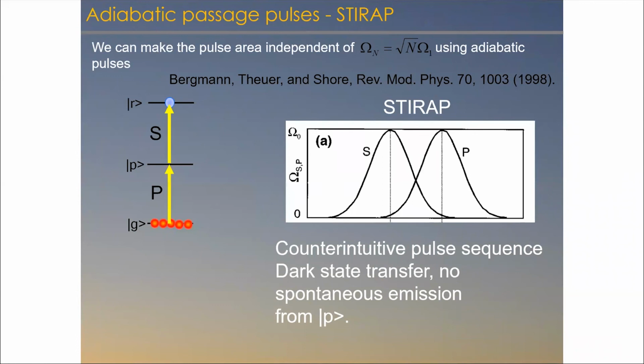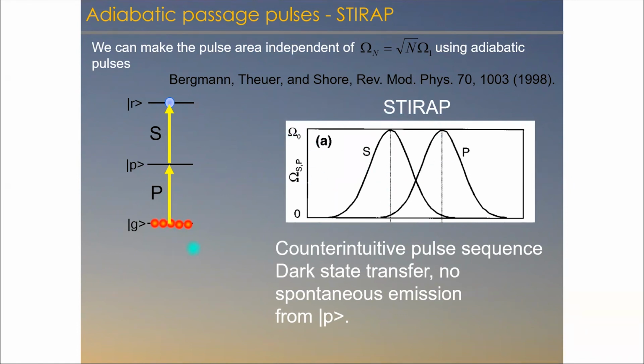So what can you do about that? Well, you could use adiabatic techniques. One of the well-known methods for doing adiabatic state transfer is called STIRAP, and this uses this counterintuitive pulse sequence.